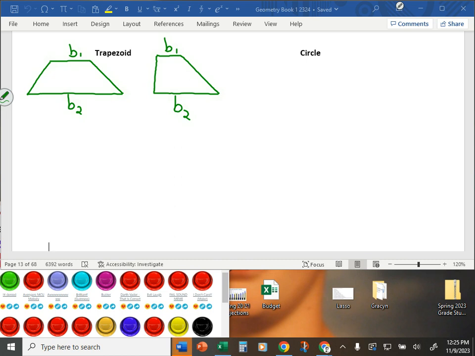First base, second base. And the other important dimension, as far as area is concerned, in a trapezoid is the height. The height is a vertical distance connecting one base to the other. It's not the slanted side, just like the slanted side of a triangle is not the height. I probably should have mentioned that above.